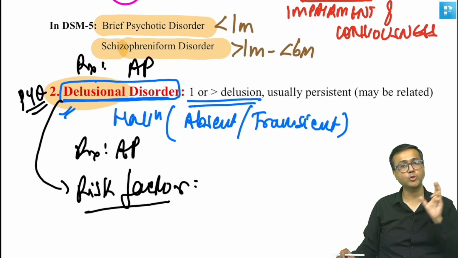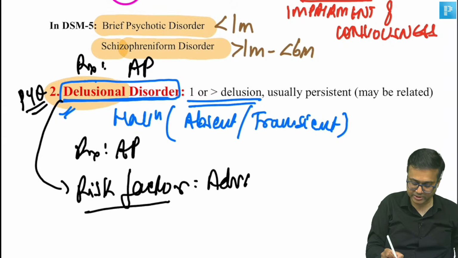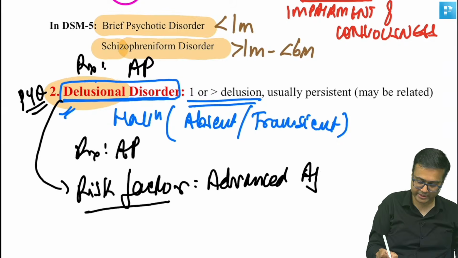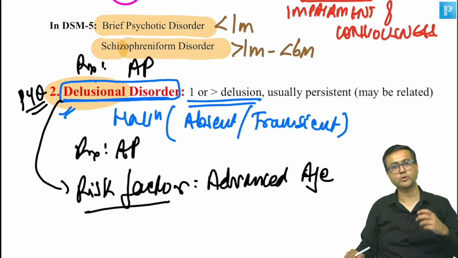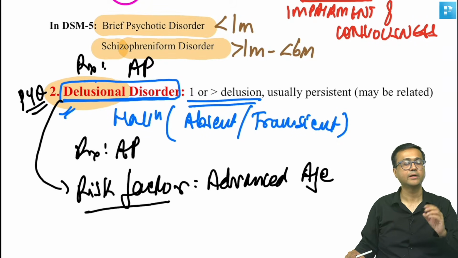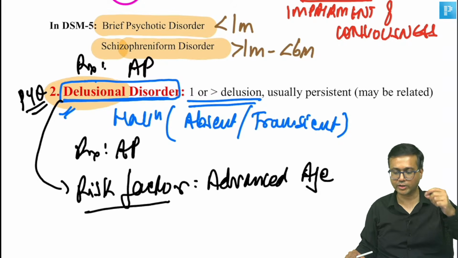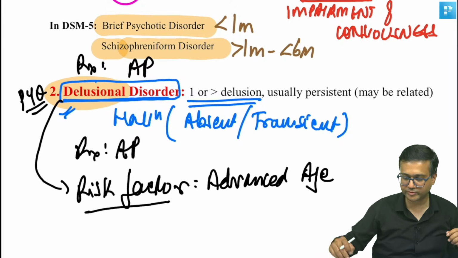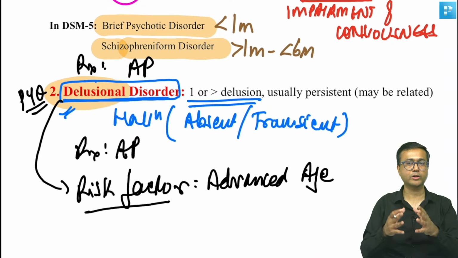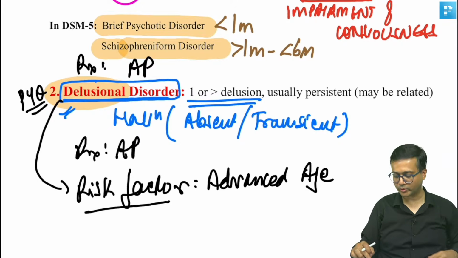But remember, beta, delusional disorder may occur in advanced age; as the age increases, the risk of delusional disorder may increase. So remember, in delusional disorder, advanced age is one of the risk factors. I hope this is clear to everyone now. So we have talked about a very important topic, that is psychotic disorders, right?